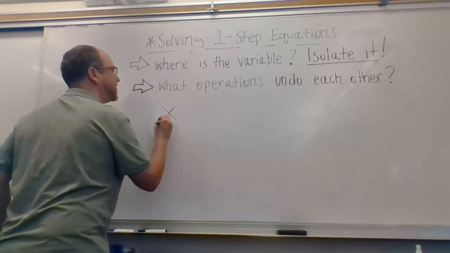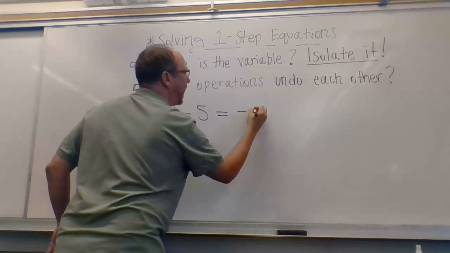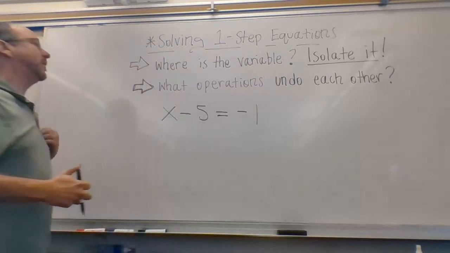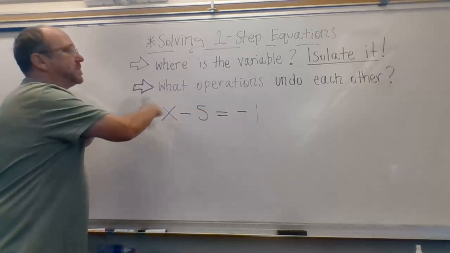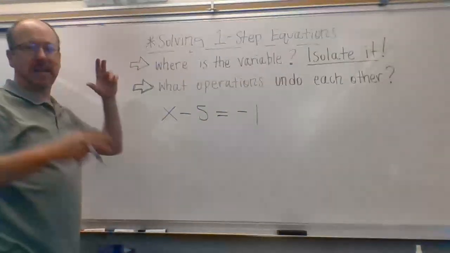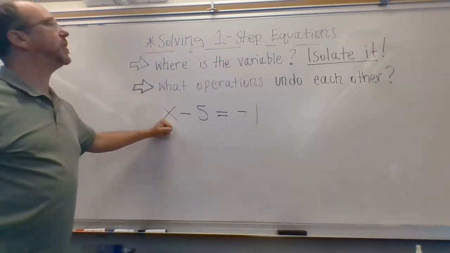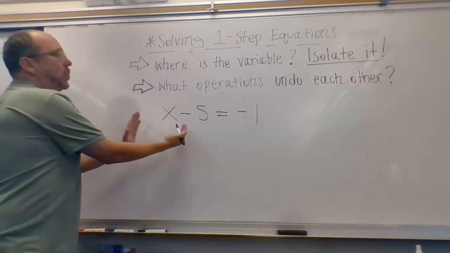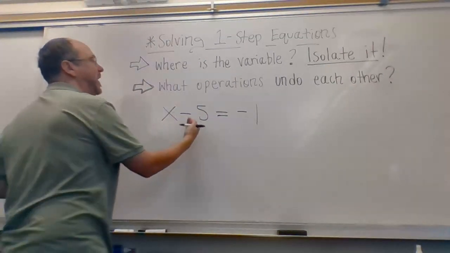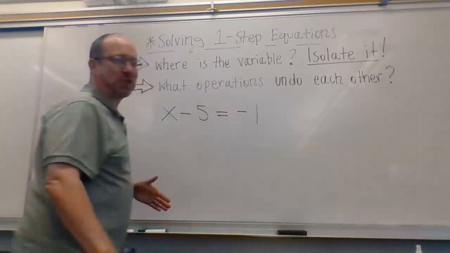The first example is x minus 5 is equal to negative 1. Even if this is mental math, it's really important that we're locking in on these steps. Where is the variable? X is right over here on the left side. We want to isolate it, meaning he's the only thing on the left side. Right now we've got a minus 5. So we're saying what operations undo each other?